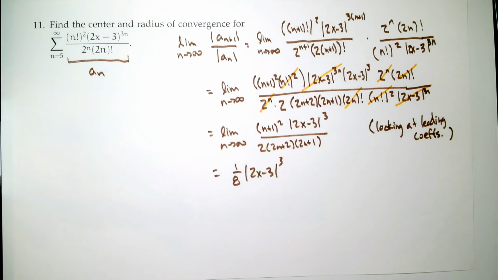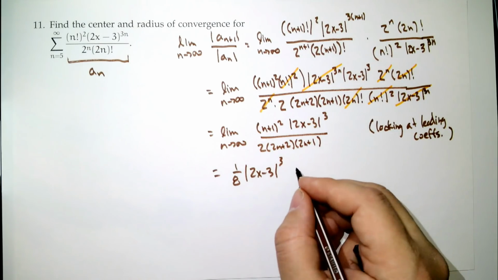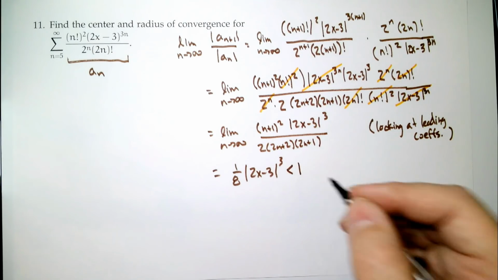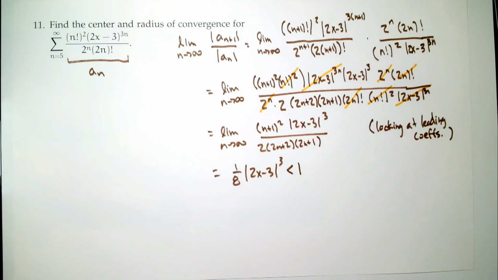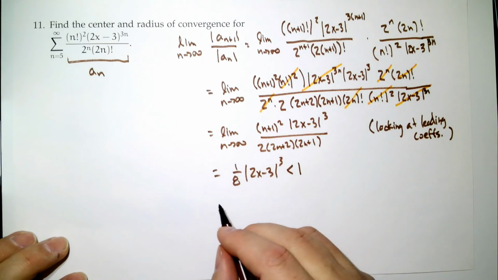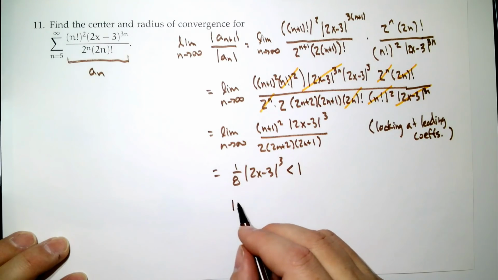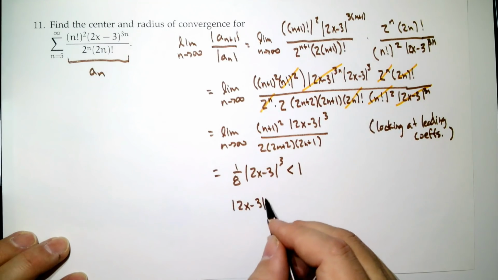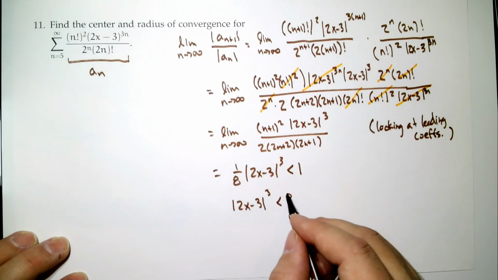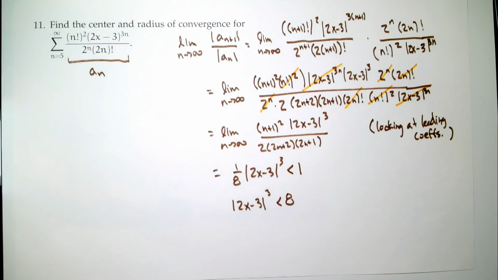Okay, now we're not done yet. So now comes the next part. We say, well, look, according to the ratio test, this will converge when this is less than 1. So now we start doing our manipulation. We start rearranging. Multiply both sides by 8. So this becomes absolute value of 2x minus 3 cubed is less than 8. Now what should we do?